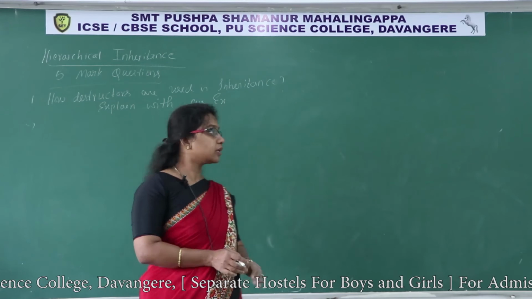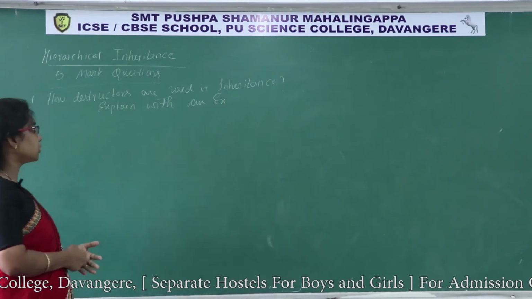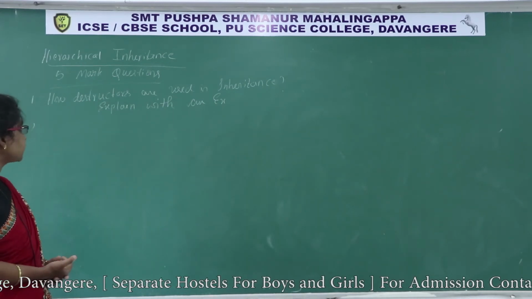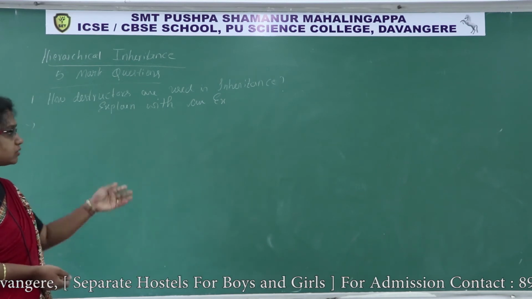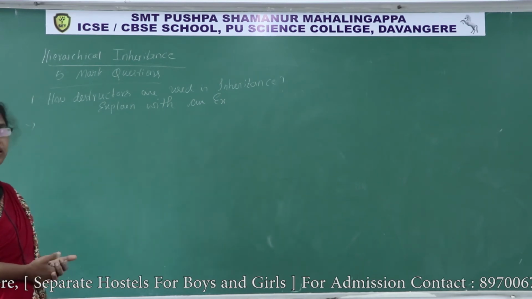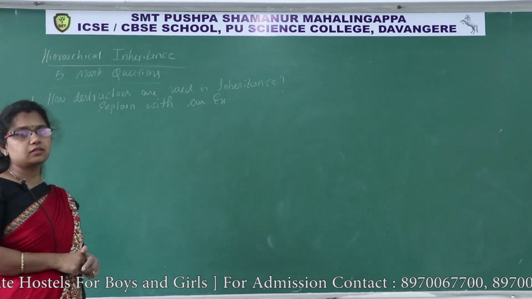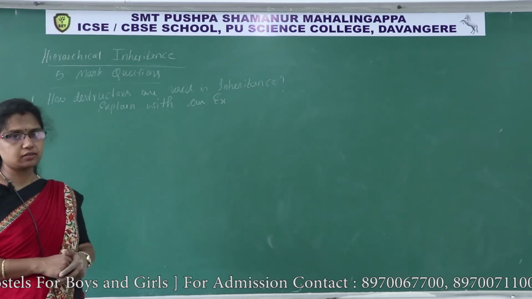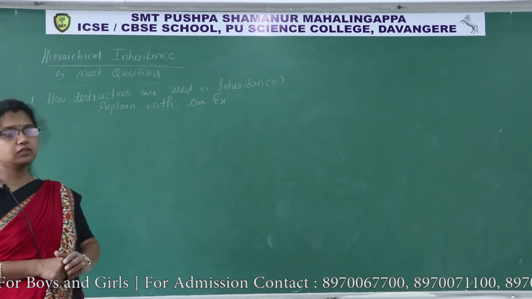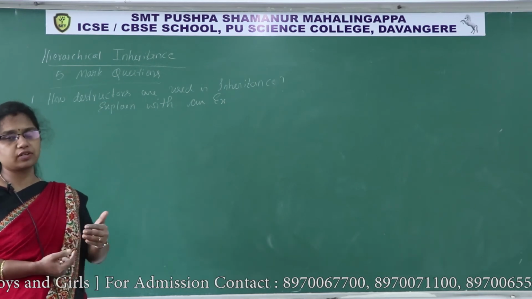Okay, now the question is how destructors are used in inheritance. Explain with an example. So we must take it through an example only, we have to explain it. We must take two classes and those two classes must have destructors. So we have to give the explanation of which class destructor executes first.